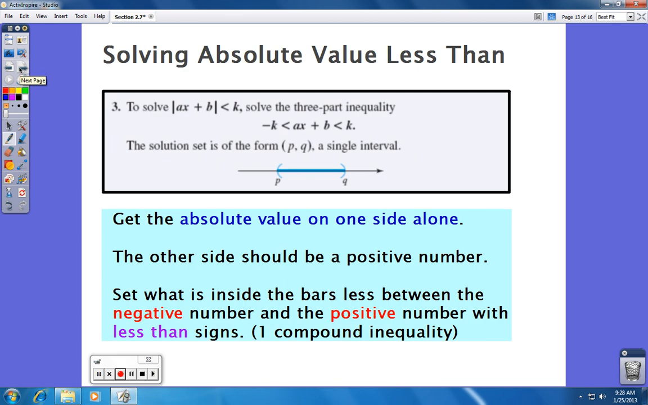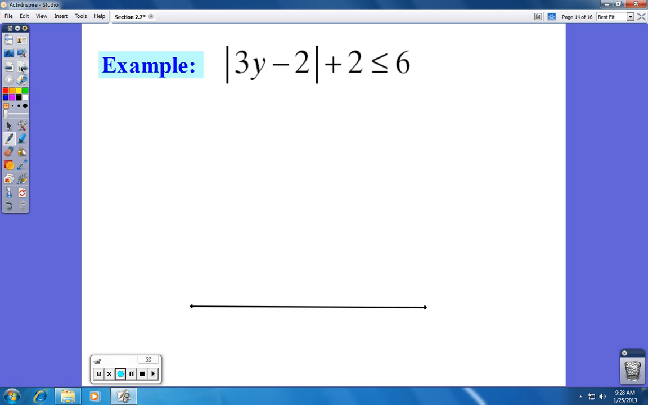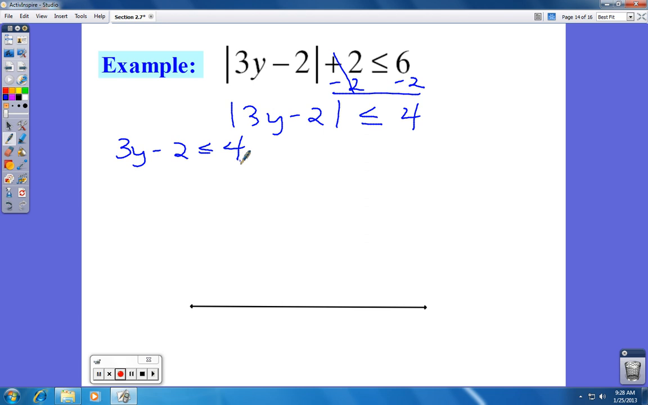Alright, less than, we're going to work the same way. You still follow these 3 steps. And when we get ready to write our 2 inequalities, remember we want standard form. So we're going to get 3y minus 2 less than or equal to 4. We're going to keep the inequality like it is, 3y minus 2 less than or equal to 4, and then we're going to write our second inequality, but instead of less than, we're going to change to greater than or equal to a negative 4.